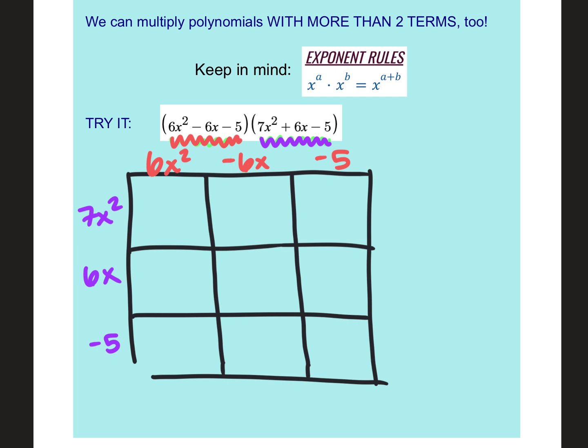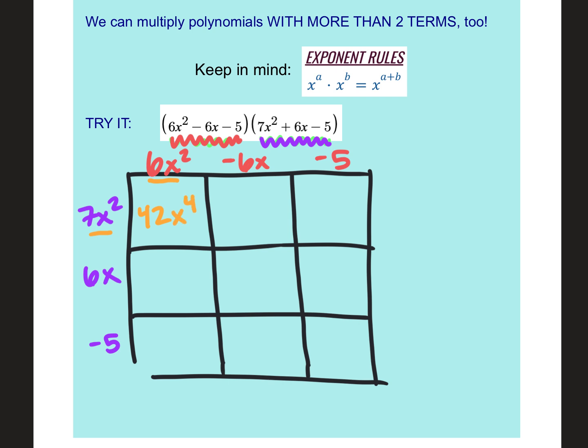Now I'm going to fill in the middle of my box. I have 9 spots to fill in, and in each spot I'm going to fill it in by multiplying the values on the outside. So for this upper left-hand box in my box, I'm going to multiply 6x squared times 7x squared. 6 times 7 is 42. X squared times x squared is x to the 4th.